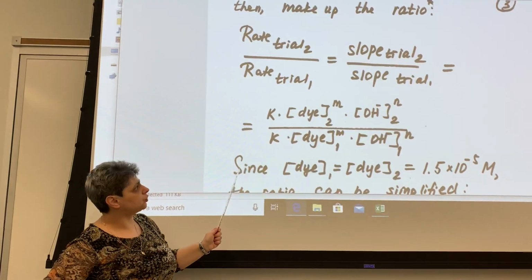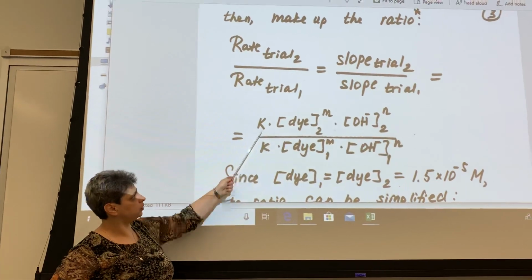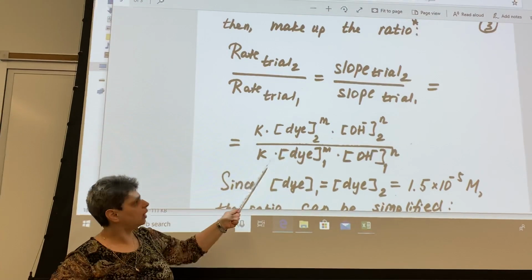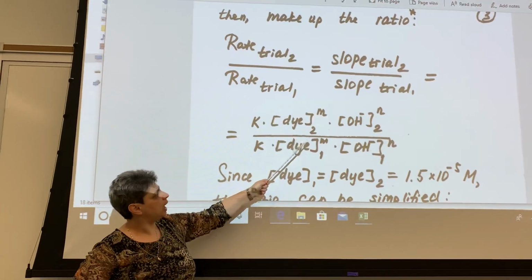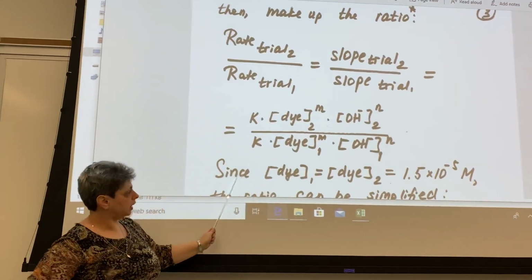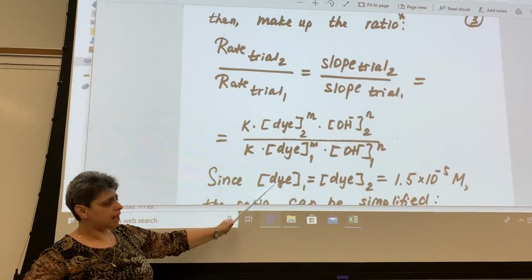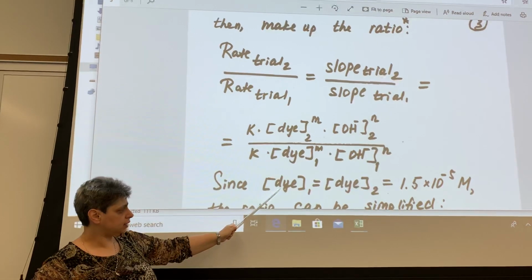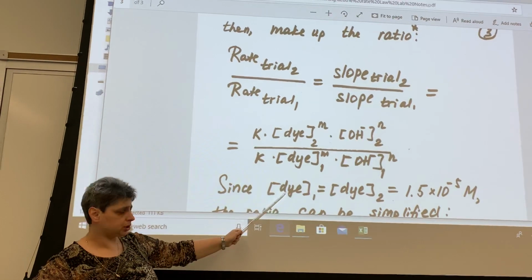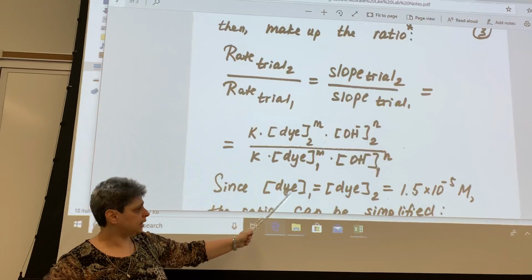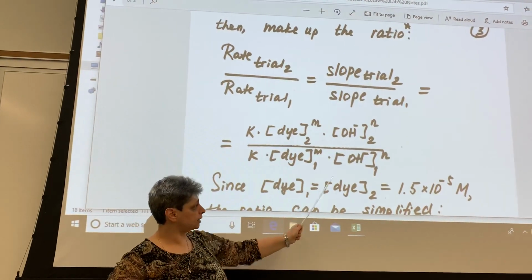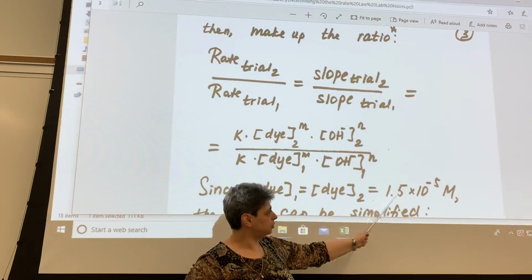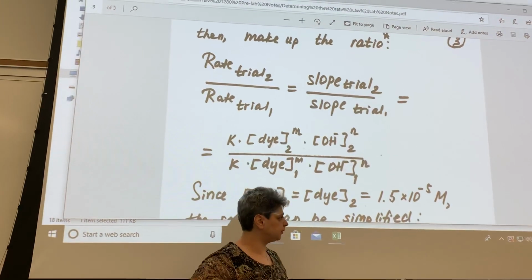Now, looking at this equation, hopefully you can already see what we can cancel, what we can get rid of in this equation. Obviously, we can get rid of k, because k is independent of the initial rate, of the initial concentration. Now, the dye concentration, like I already mentioned, is the same in both trials. I showed you the bottle with the dye solution, and it would have been the only dye solution given to you in lab. And the concentration of the dye in the first trial is the same as concentration of the dye in the second trial, and it's equal to 1.5 times 10 to the negative fifth.